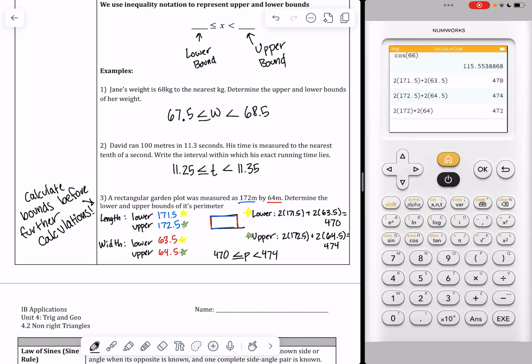All right, that is all for today. We'll be on to non-right triangles next time.